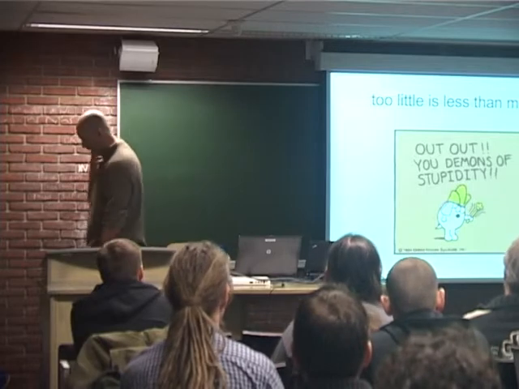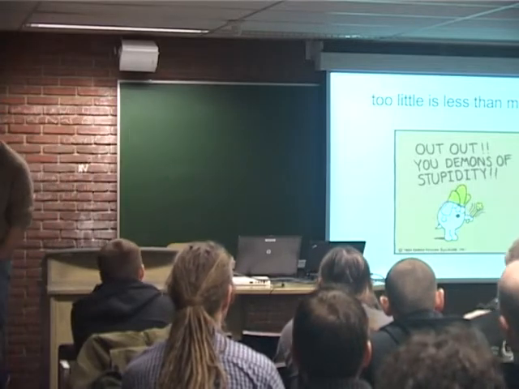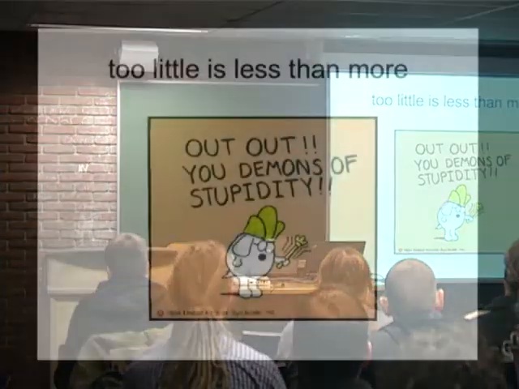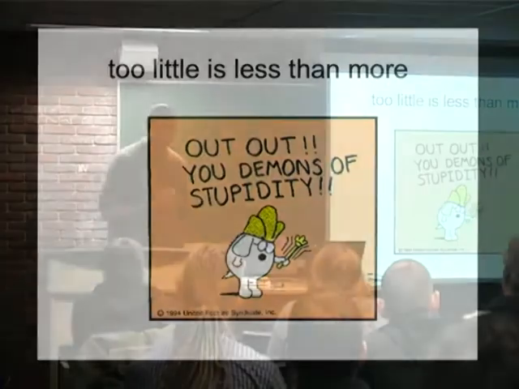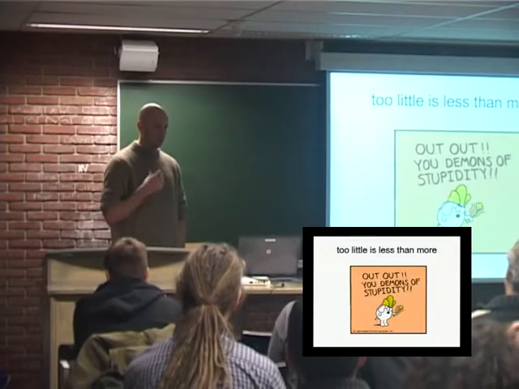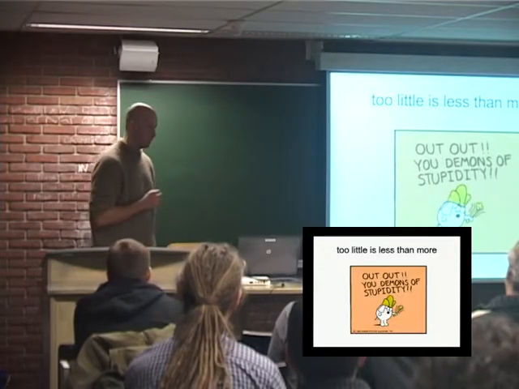Okay, well then, following the Einstein principle, things should be made as simple as possible, but not any simpler than that. I said that the Rump kernel hypercall interface is a very small interface, and I want to keep it a very small and simple interface. But of course, small and simple are not the same thing.